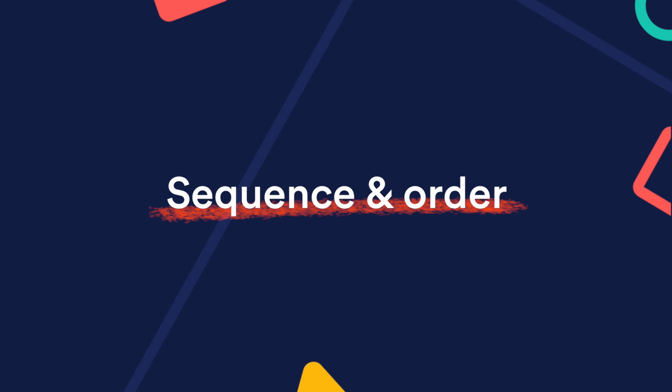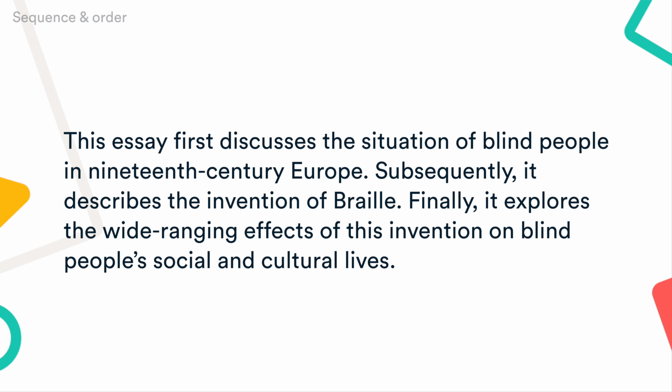One simple way to signpost your structure is by using sequential transition words, like we do in this overview from our introduction. Transitions like first, subsequently, and finally specify the order in which we'll cover each point. These are just a few of the most common uses of transitions. Check out this article for more examples and tips on how to use them correctly.